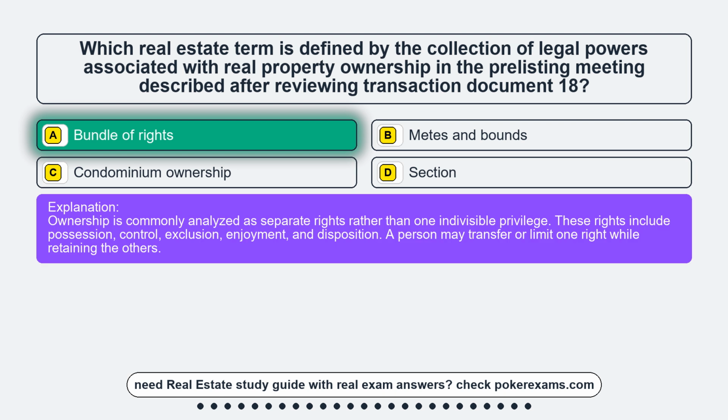Ownership is commonly analyzed as separate rights rather than one indivisible privilege. These rights include possession, control, exclusion, enjoyment, and disposition. A person may transfer or limit one right while retaining the others.